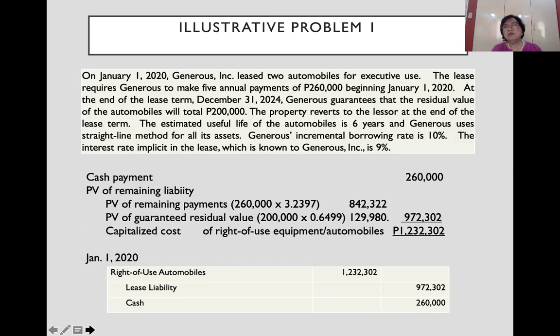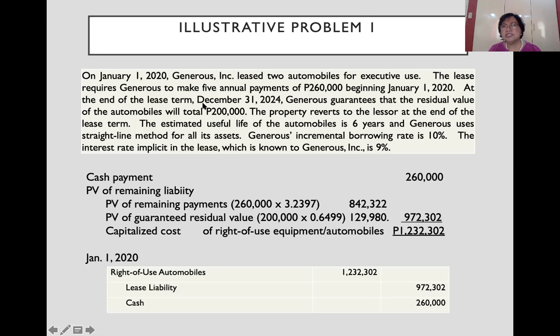Okay, so we now go to this illustrative problem 1. Again, this is taken from the book Intermediate Accounting by Robles and Empleo. On January 1, 2020, Generous Incorporated leased 2 automobiles for executive use. The lease requires Generous to make 5 annual payments of P260,000. So for our Indonesian students, this P is actually a peso sign. You may disregard it. You just consider it as a unit of currency. The payments begin January 1, 2020. Therefore, the lease commencement is January 1, 2020.